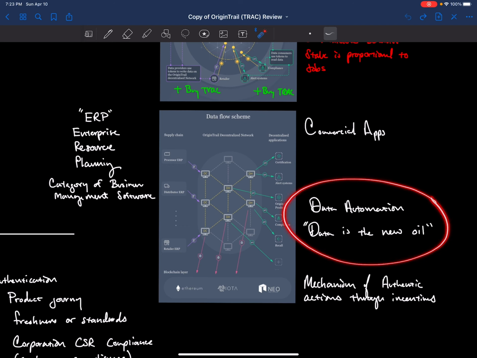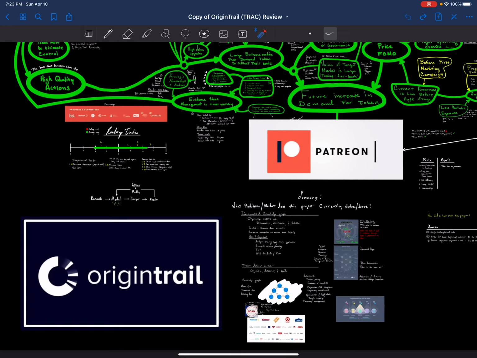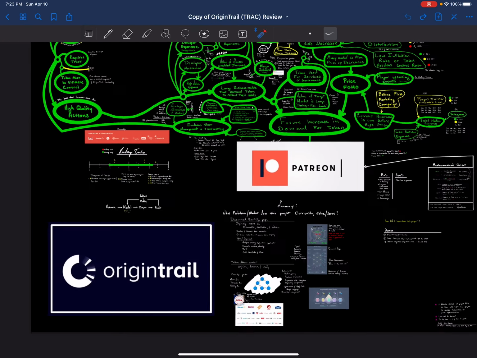Data automation. Data is the new oil, so that is something we all know is true. The value of data is only going to continue to increase as our economies become more complex into the future. So this is the market that TRAC is going to be working in. And then people could build their apps on top of the data layer that TRAC is allowing for a marketplace to exist. So that's a basic rundown.